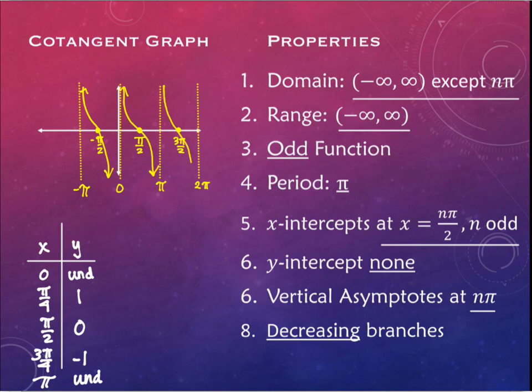So it looks like, and it actually really is, tangent turned upside down and shifted. If you turn my tangent upside down, you get decreasing branches, and then you shift it over a little bit, pi over 2, and you'll have this graph.